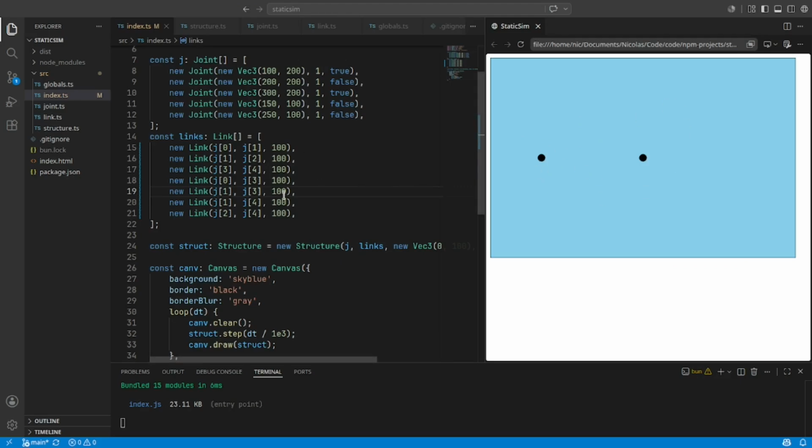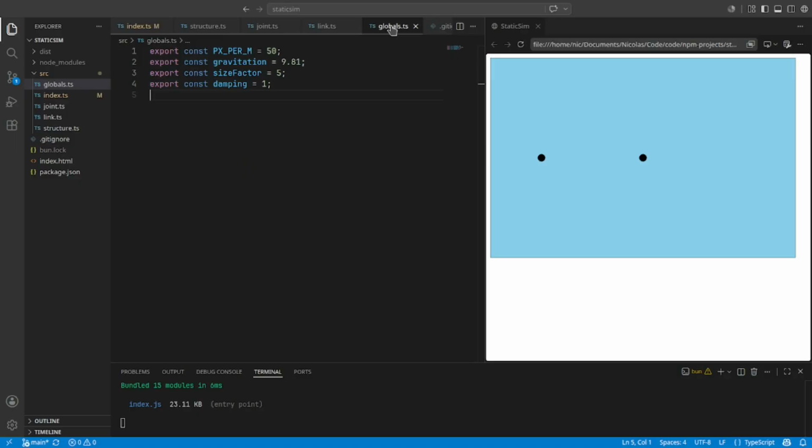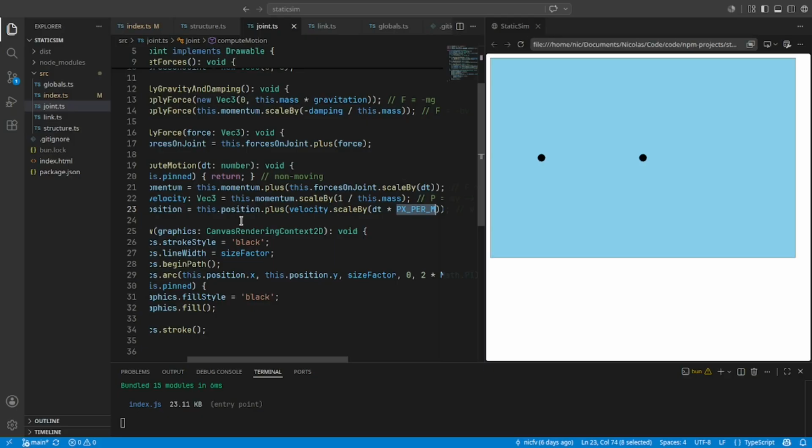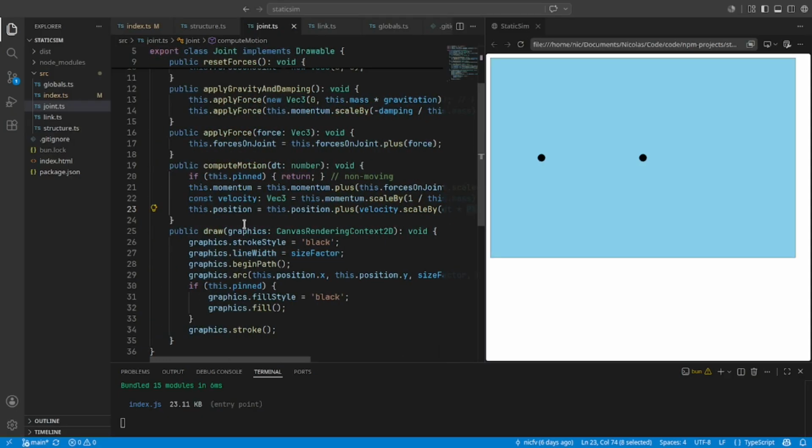But the reason that this is happening is actually not because of the stiffness itself. Well, it sort of is, but it's actually this pixel per meter constant that I defined up here. So if you control click on it, it shows where it's being used. And I use it in this line of this calculation.